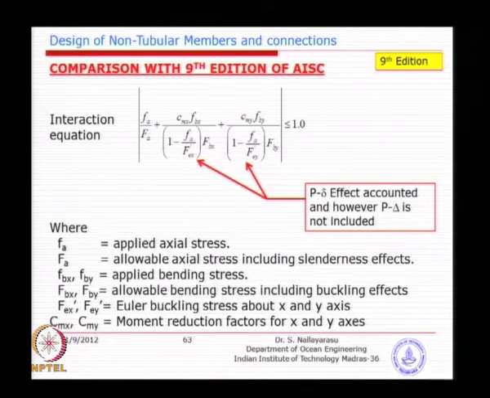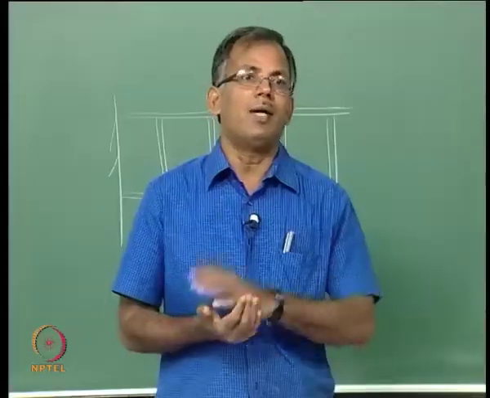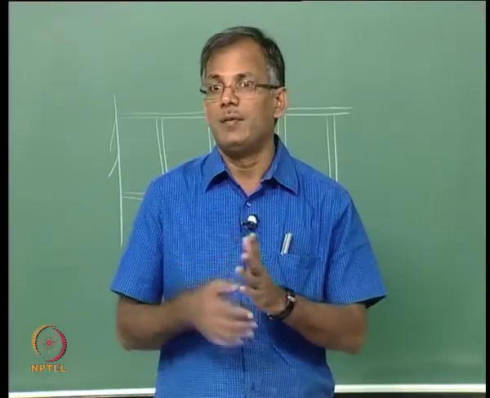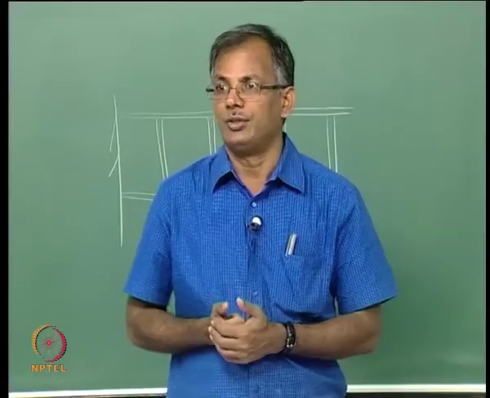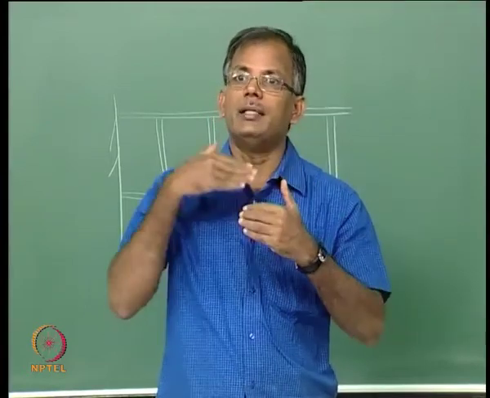In fact, the same equation is copied in API RP2A for tubular sections, and the difference is only that the P delta effect is taken, whereas the P delta effect of the sway frame has not been taken. That is because most of the offshore structures, especially jackets, we always have braces. That is why it has been taken indirectly.